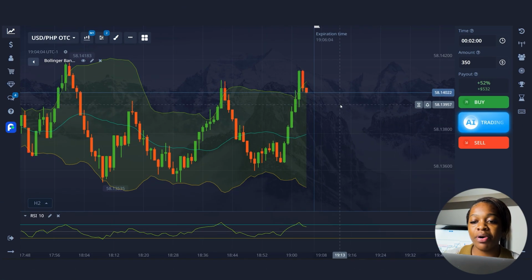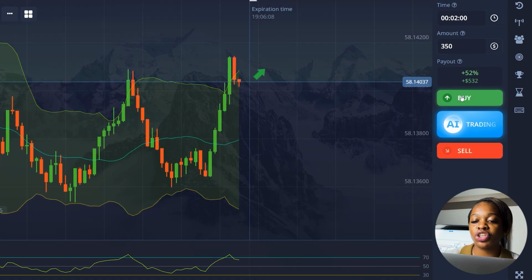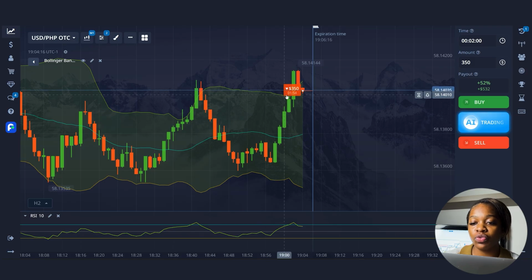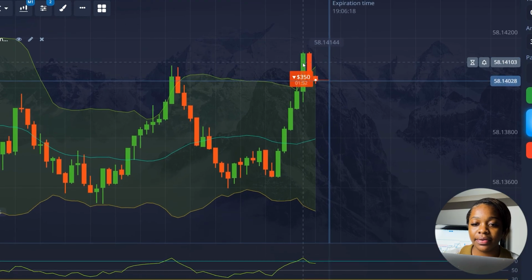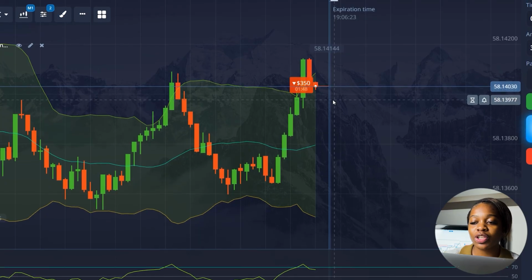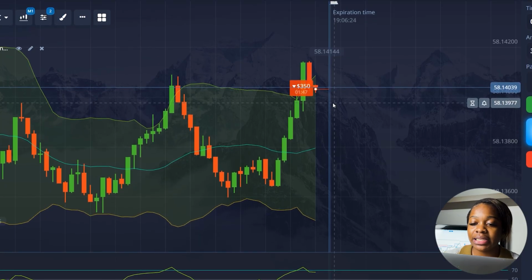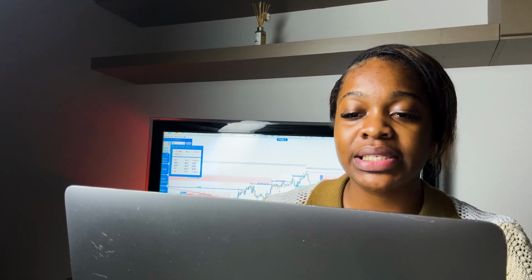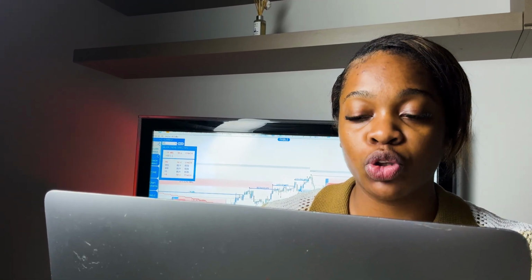Look at this, a perfect entry point right at the top. I'm opening a $350 trade down. Here's my reasoning. The price made a strong upward move and hit the upper Bollinger Band. Then the growth stalled. Short red candles appeared, showing buyers losing strength. When the price stays near the upper band but can't break through, that's almost always a sign of an overbought market about to pull back.